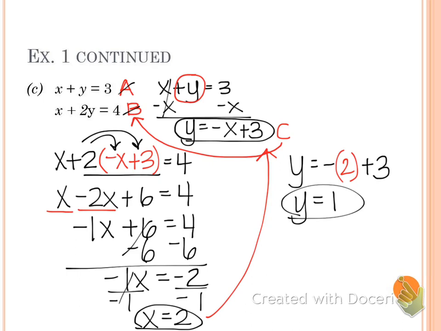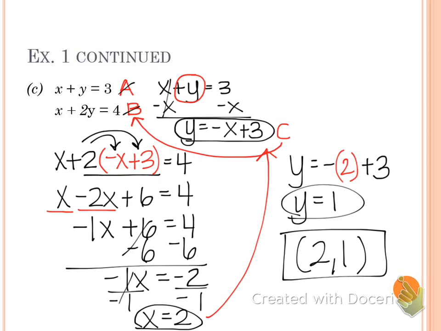1. Circle, don't box, because is my final answer a one solution answer? Yes, I've got an x and a y. So what is my final answer? 2, 1. The ordered pair (2, 1). Now, if we use elimination, would we have gotten the same answer? Yes.